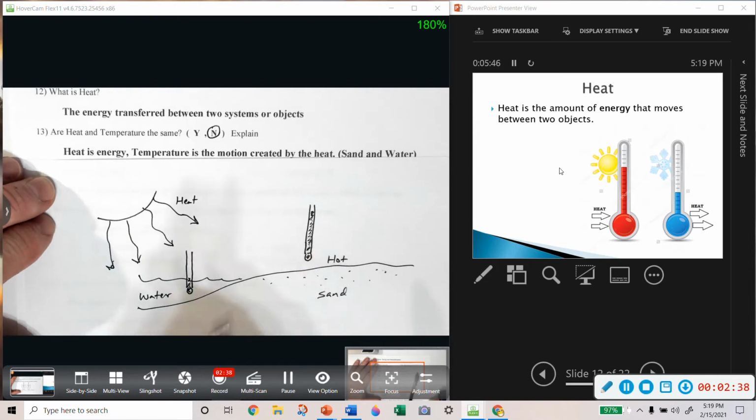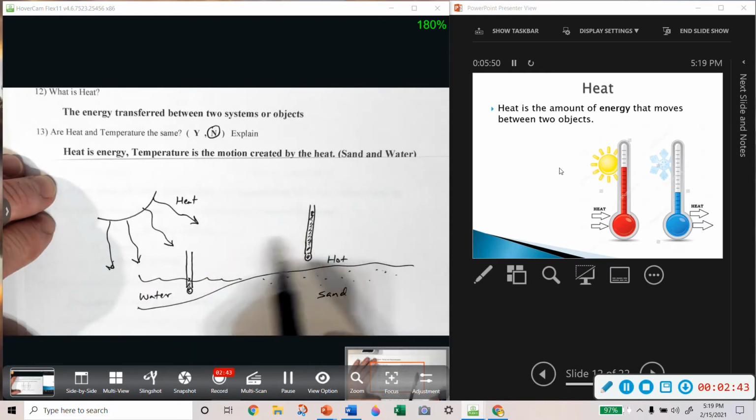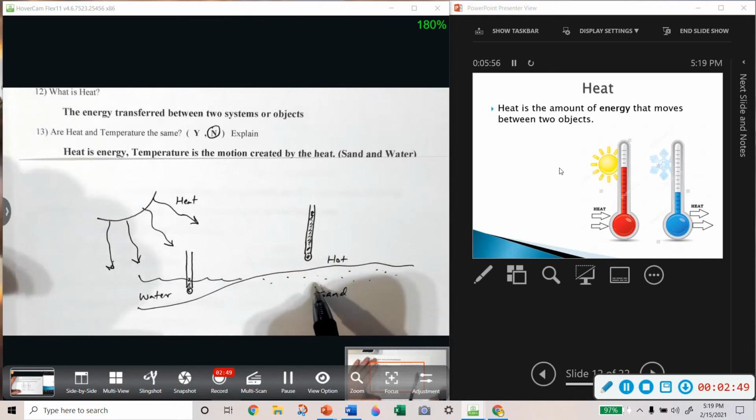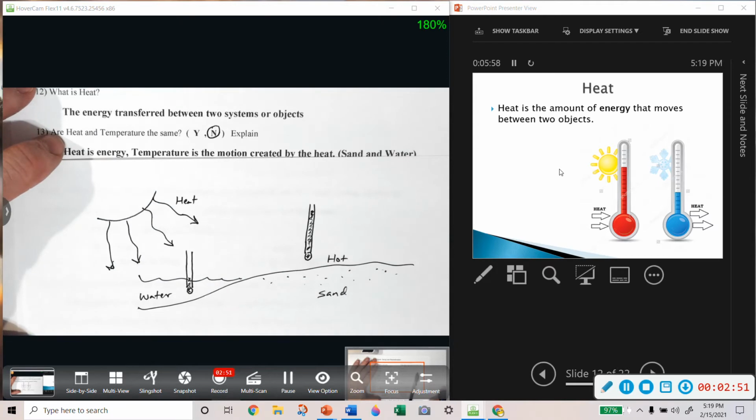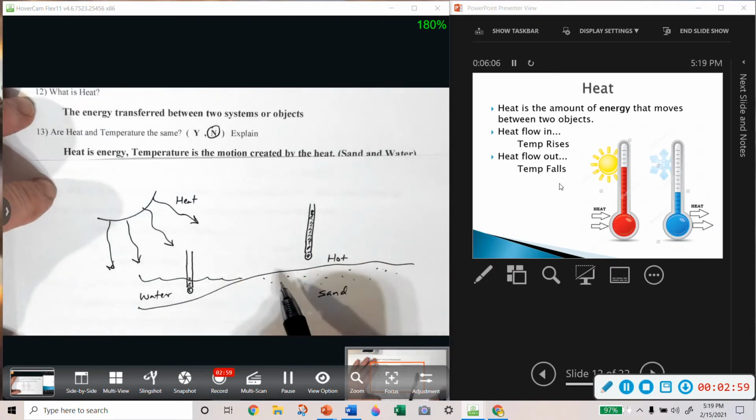And so heat is the energy that goes into something. Temperature is the response of that material to change its vibration. So the sand will actually vibrate much more quickly. Okay, so heat flows in, but temperature rises, and then when heat flows out, temperature cools. So at night, the sand will cool down quite quickly, but the water will not cool down as quickly.